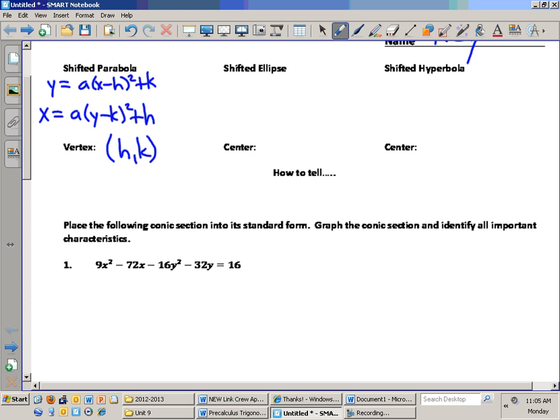Now an ellipse, if we shift an ellipse, similar things. We use h and k, but in this situation we come up with (x minus h) quantity squared over a squared plus (y minus k) quantity squared over b squared equals 1. So instead of an x squared on top and a y squared on top, we have the h and k. And that shifts the center. Instead of it being at the origin, the center again is at (h, k).